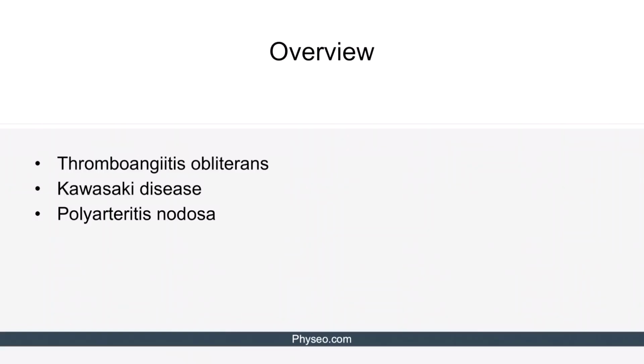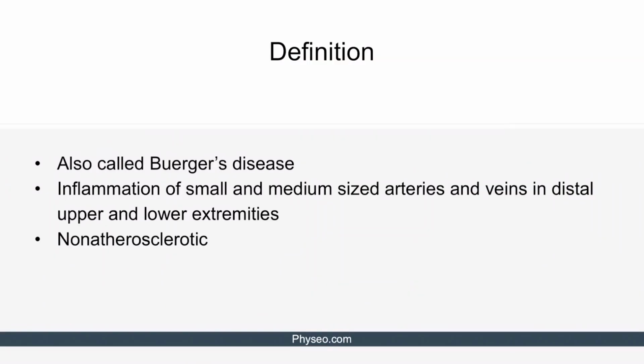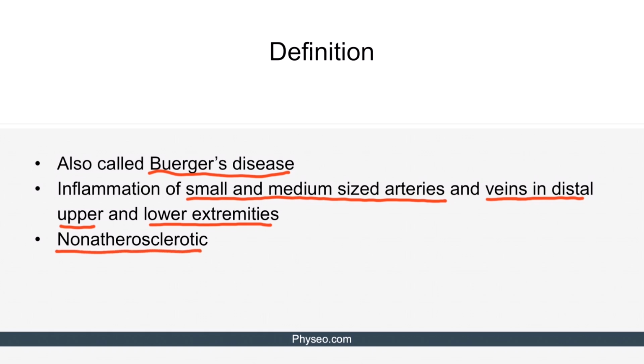So let's start with thromboangiitis obliterans. Thromboangiitis obliterans is also called Buerger's disease. It's the inflammation of small and medium-sized arteries and veins in the distal upper and lower extremities. It's important to note that the affected vessels are non-atherosclerotic. This is a key differentiating feature from peripheral artery disease.